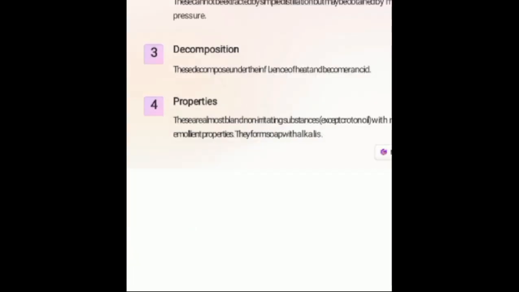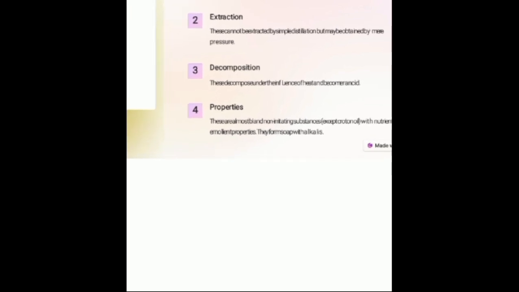Next, the characteristic of fixed oils is that they are non-volatile. They are obtained mainly by pressure rather than simple distillation, and decomposition is mainly due to heat. They can decompose. Volatile oils leave no mark, whereas the non-volatile oils leave a permanent stain on paper. We can see the mark of the fixed oils on the paper.